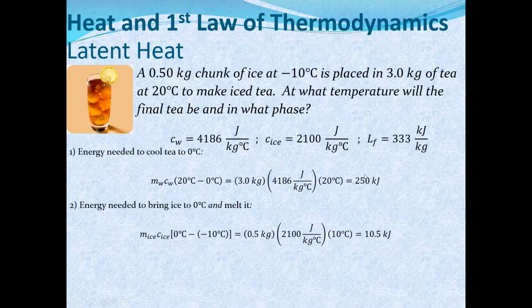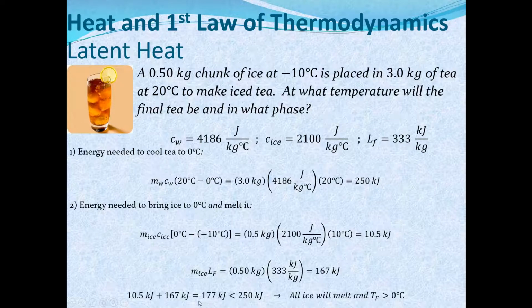Now, because this number is lower, it means we're probably going to be doing this. But now we have to add in the melting part. So we do mL for this, and we get 167 kilojoules. Altogether, it requires 177 kilojoules to heat the ice to its melting point and then melt it all completely. What this tells me is that because this requires less energy, the final temperature is going to be above 0 degrees, so it's going to be in the water phase.